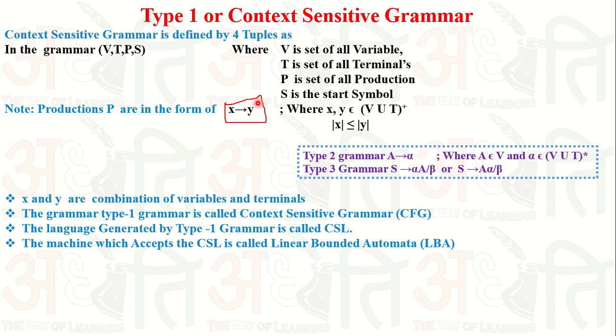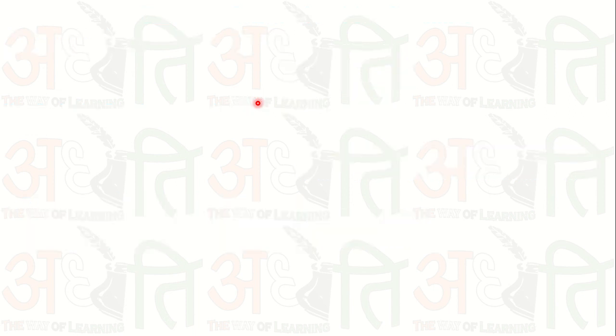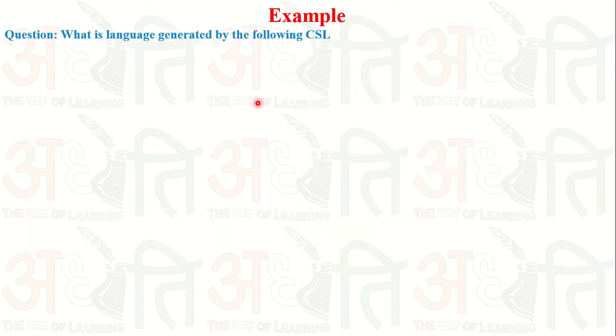So till now you remember that type 2 and type 3 grammar cannot contain a terminal at the left hand side, but type 1 grammar contains a terminal at the left hand side. So it is a very important thing you have to note down.